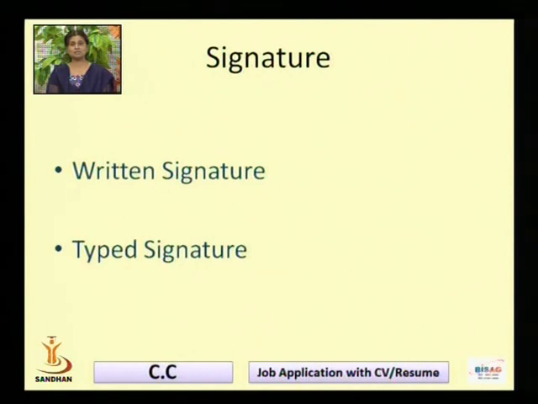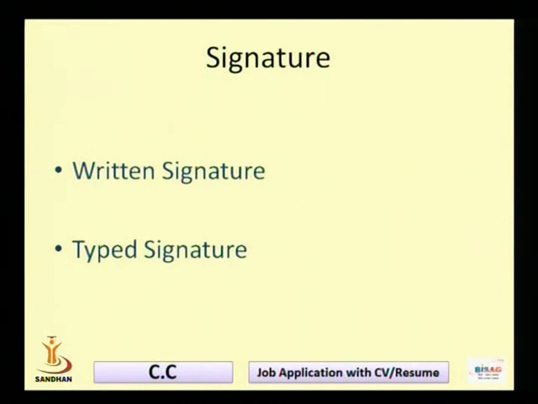Then you come to almost the last part, that is the signature. What is so special about signature? Of course, in modern times it is extremely important to know the importance of a signature. You can get your application typed, you can actually get your application written by anybody. Anybody can type it for you, but it becomes your application only when you sign it in your handwriting. That is called the written signature.